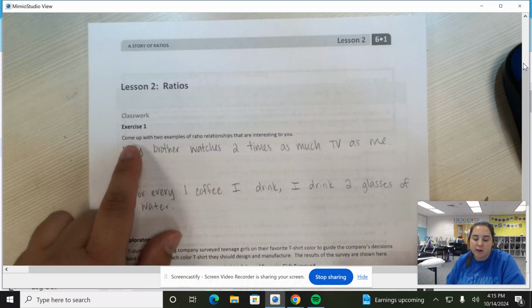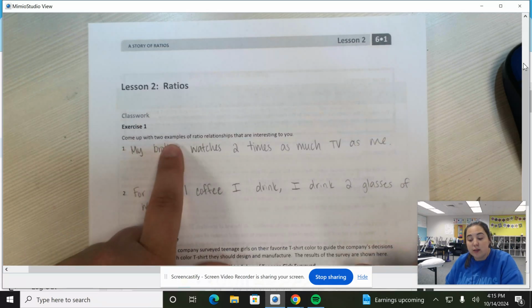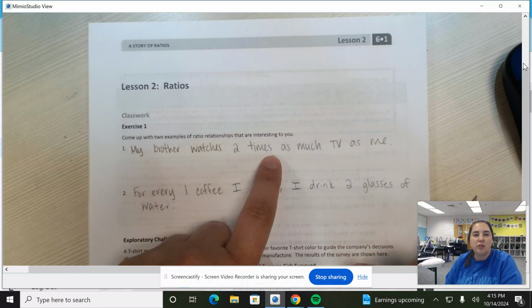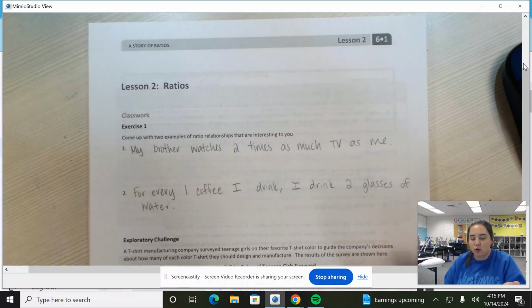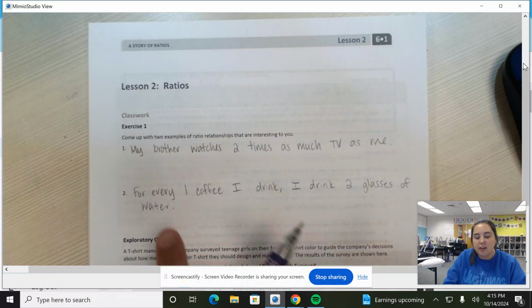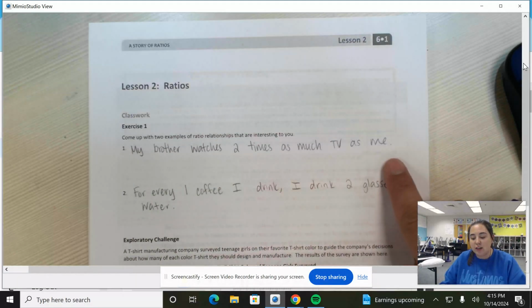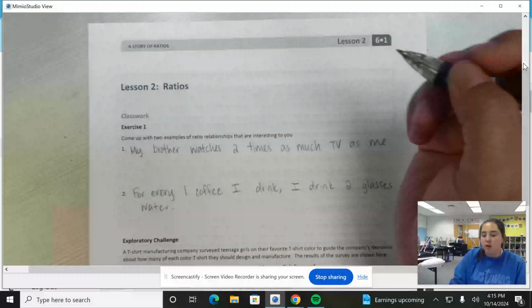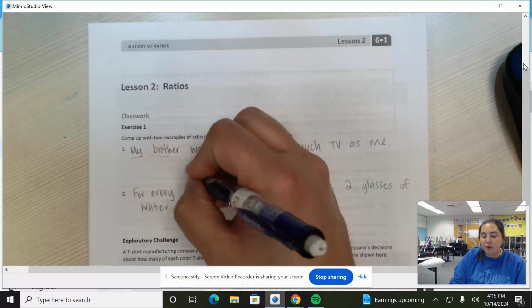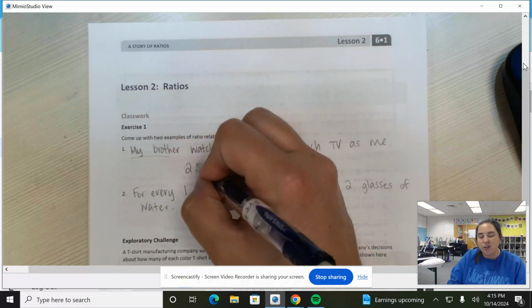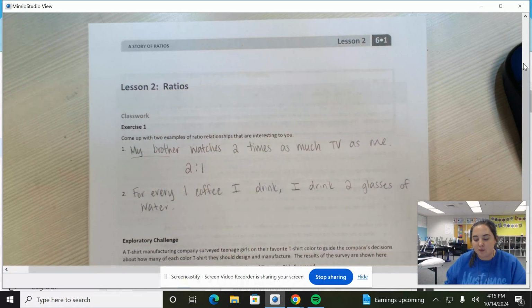Exercise 1 says, come up with 2 examples of ratio relationships that are interesting to you. So I want you to try and think of 2 things that maybe apply to your life. For example, mine. Say, my brother watches 2 times as much TV as me. So if I was to write the ratio, I would say, so I had my brother first. So if my brother watches, let's say 2 hours, I probably watch about 1. He's a big TV guy.